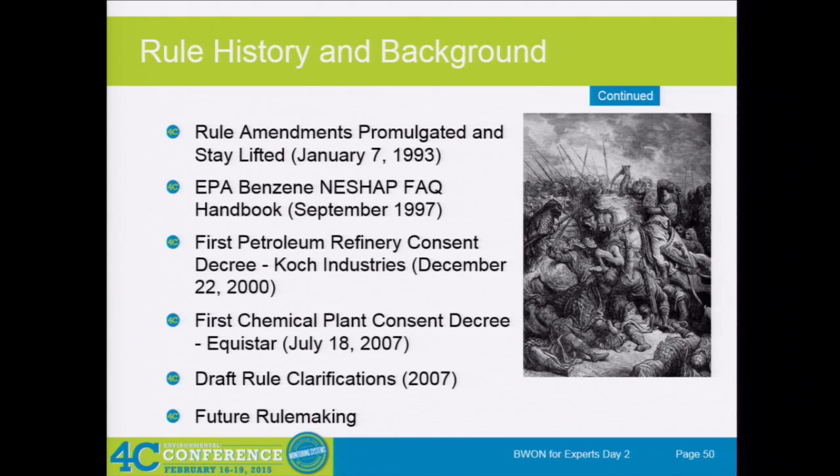They were able to address some things in their facility, but there were clearly a lot of things that were wrong. So EPA decided to take the route of enforcement. They got DOJ involved, and we come out with our consent decrees. So Koch Industries got the first refinery consent decree in 2000.